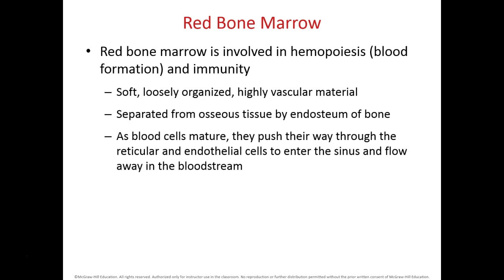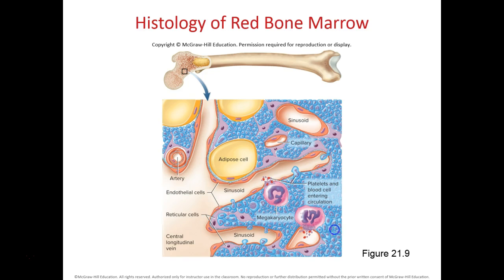So this is, it's soft, loosely organized, but highly vascularized. It's separated from the bone tissue by endosteum or bone. And as these blood cells mature, they push their way through the reticular and endothelial cells to enter the sinus and flow away in the bloodstream.